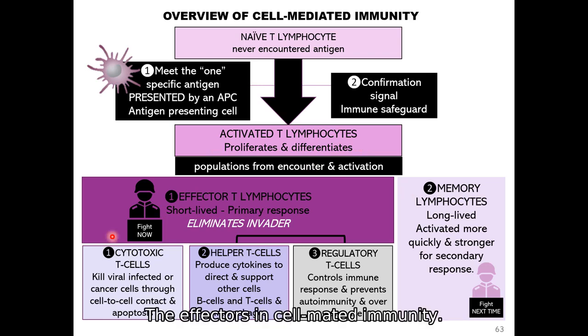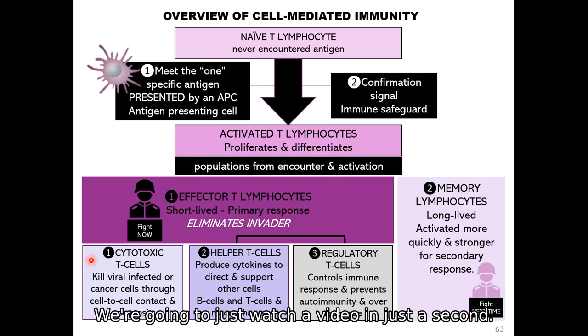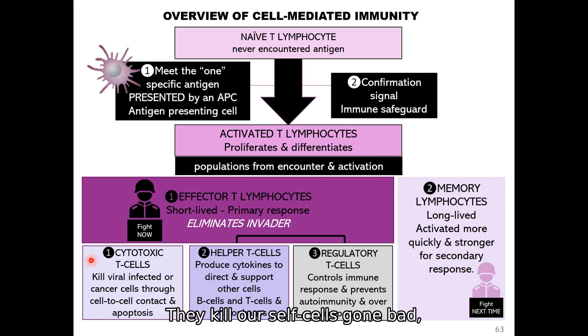The effectors in cell-mediated immunity, we have our cytotoxic T cells. They're going to kill by cell-to-cell contact. We're going to just watch a video in just a second. They kill our self cells gone bad, our corrupt cells. They do it through apoptosis. Our helper T cells, we said, are the talkers. Yep, they're going to coordinate and orchestrate our immune defense, both cell-mediated and humoral, and they also talk to the macrophages, and they also talk to the natural killer cells. They do a lot of talking.